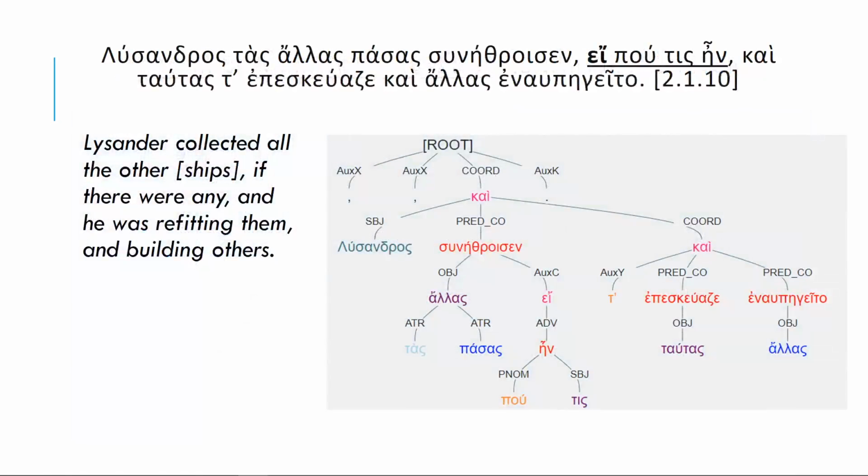So here's an example. Lysander collected all the other ships, if anyone was there. That shouldn't be a pronoun, that should be an adverb. If anyone existed. So this is just telling you a condition under which he's collecting the other ships. Pretty simple.